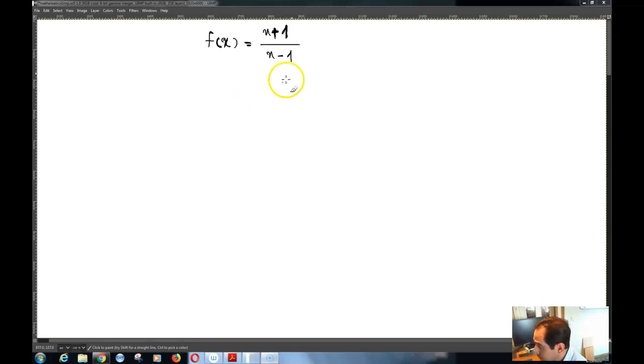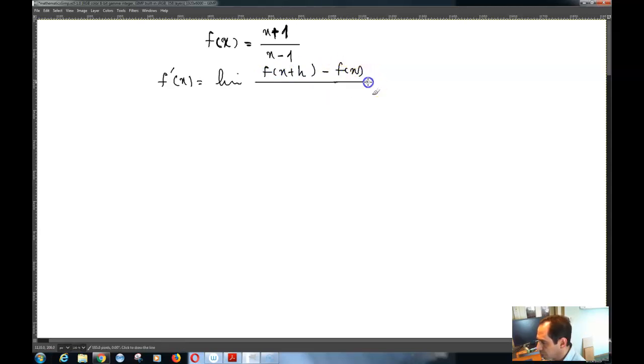So we continue with these exercises. The derivative of this function needs to be calculated based on the first principle. In the first principle we said that if you have f of x, then f prime of x is equal to the limit of f of x plus h minus f of x over h when h tends to 0.